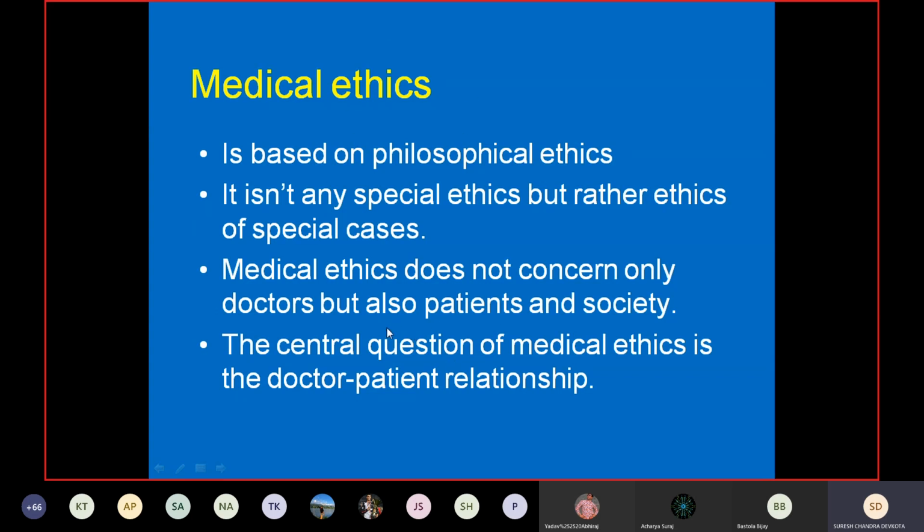The central question of medical ethics is the doctor-patient relationship. As you discussed yesterday, in the doctor-patient relationship, the basis of a good relationship is communication. The communication should take place on three dimensions: emotional, cultural, and intellectual plane. So it's not like doctors only are responsible for maintaining proper rapport and proper relationship with the patient. Patients also have responsibilities. Patients also have to show some concern and follow some ethical principles.